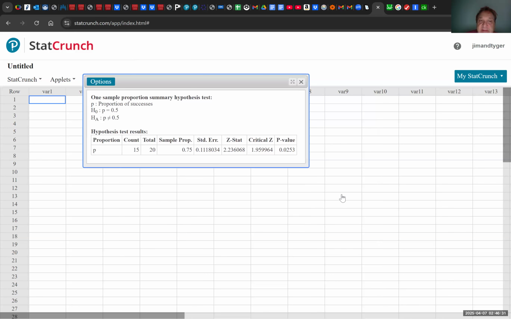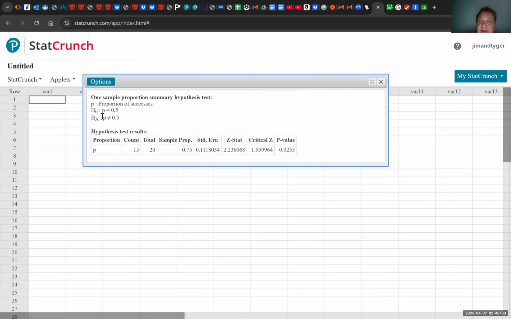So here it says I'm going to be doing a hypothesis test. It summarizes my null and alternative. It says I'm doing a proportion. I got 15 out of 20. The sample proportion, if you take a calculator out and do 15 out of 20, is 75%. So our sample had a proportion of 75%. And then we have these statistical calculations of the standard error, the z-statistic, the critical value, and the p-value.